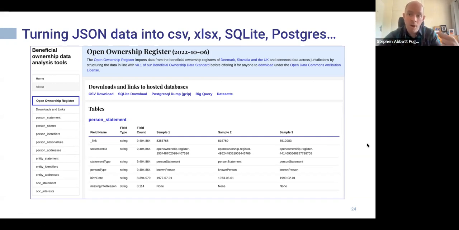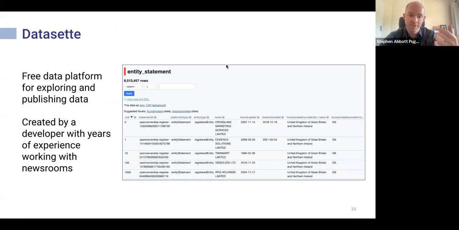And we're doing more work on this actually this week and next week, so that by the middle of November, you'll be able to look at this data for particular countries. So for the UK, for Denmark, and for Slovakia, not just for the whole of the Open Ownership Register, because when you look at the whole register, it's huge. But we hope this makes it easier for people to work with the data.